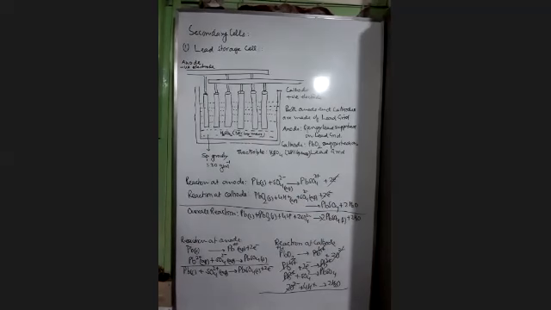So this is the equation. The description, please read from the copy that I have sent, or you can read from the book. The description of the cell, whatever I have written in my note, I have written it from your book.